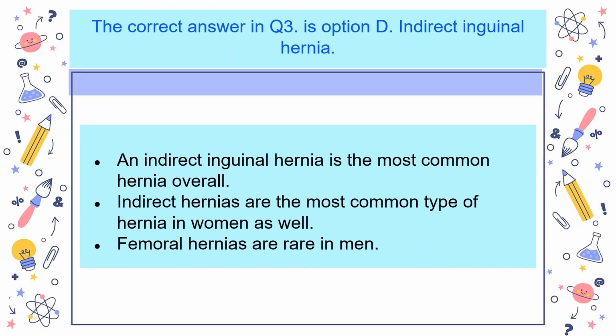An indirect inguinal hernia is the most common hernia overall, regardless of gender. Also, indirect hernias are the most common type of hernia in women as well. Although femoral hernias and umbilical hernias occur more frequently in women than in men, inguinal hernias remain the most common hernia in women. Femoral hernias are rare in males.